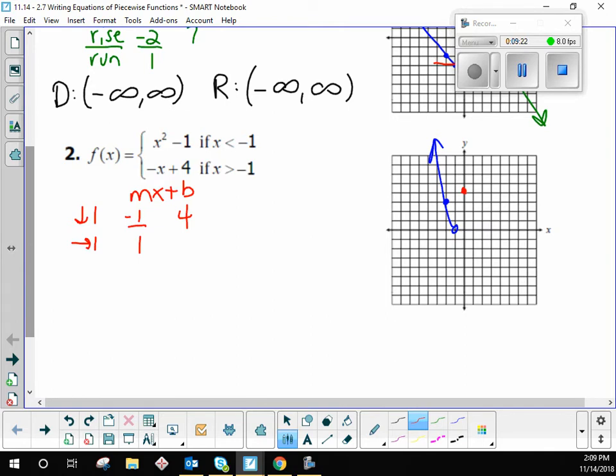Down 1, so down 1, right 1. Do that for a bit. So I'm going down 1, right 1, down 1, right 1. Now I stop to look at my domain.